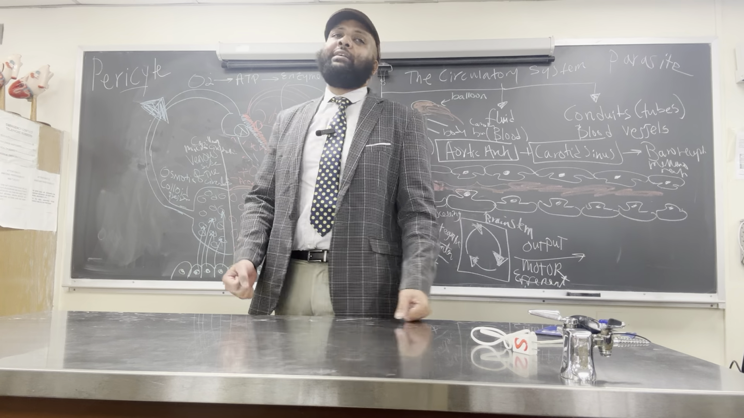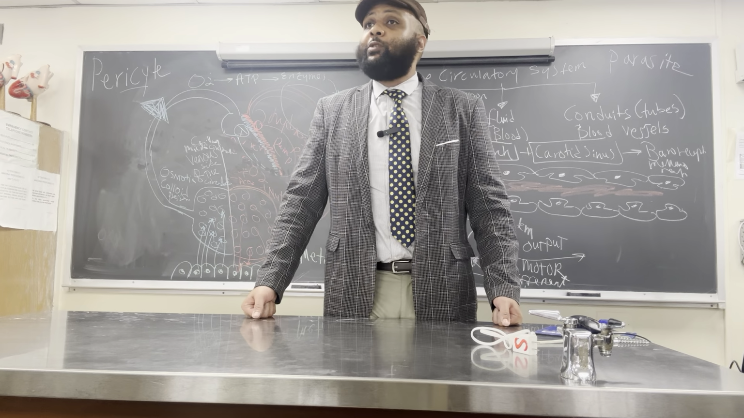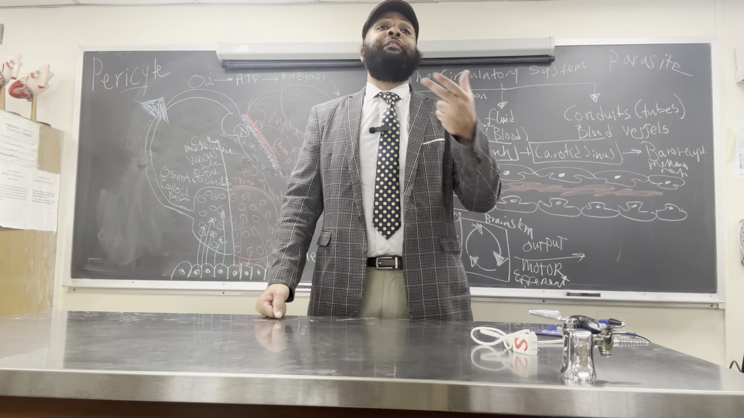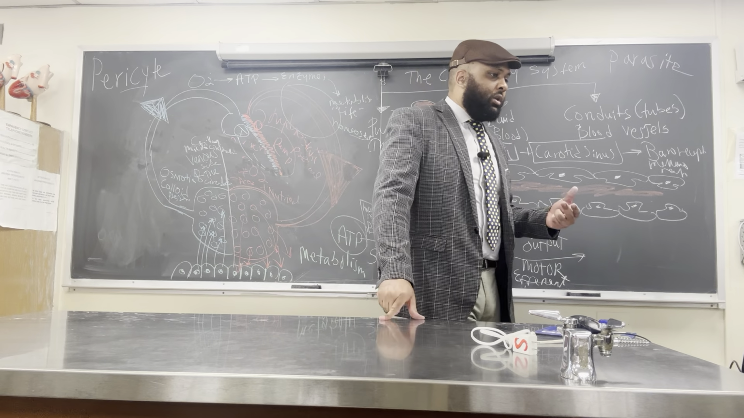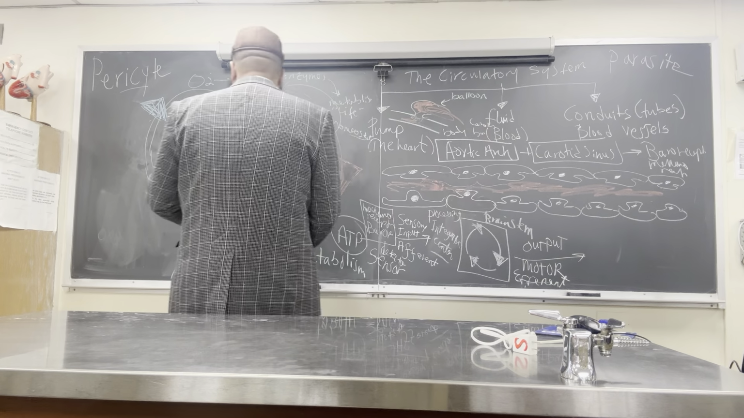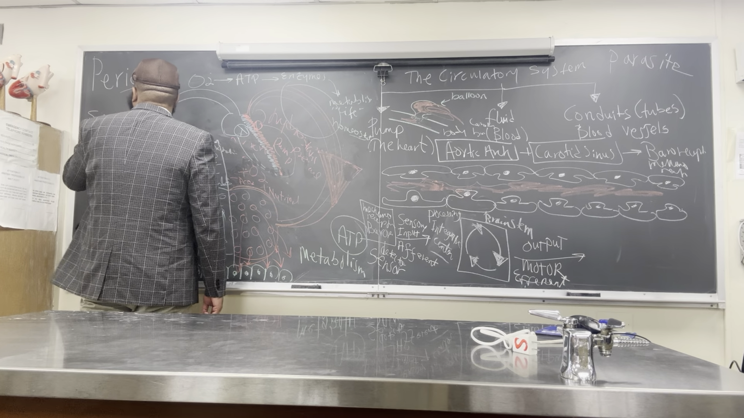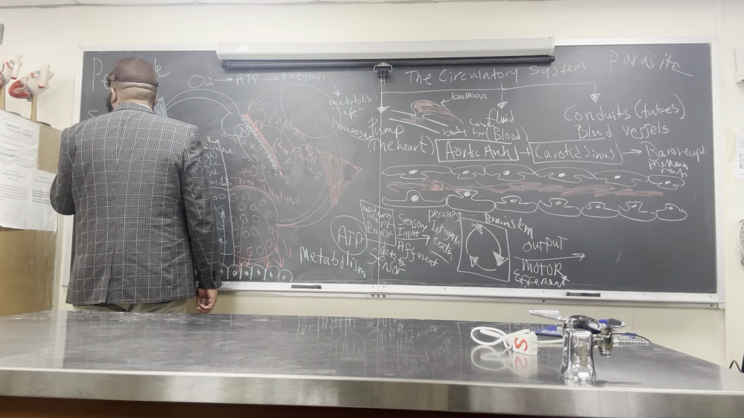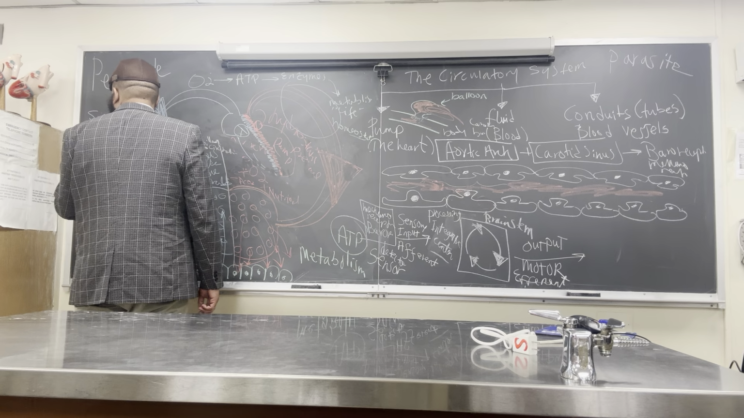Sinusoids. Where do we find the sinusoids? We find the sinusoids in the liver and in the spleen. And these are irregular blood-filled spaces. So sinusoids are blood-filled spaces.